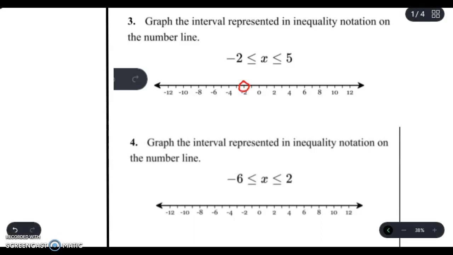So we go to negative 2, fill in the circle, and we're going to go to the right. But it's also less than or equal to 5. So you go to 5, circle that, and fill that in. So it has to be going to the left. So it's going in between those two, and you end up with that.